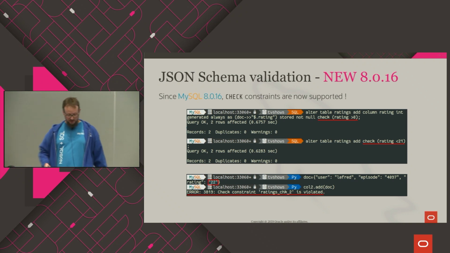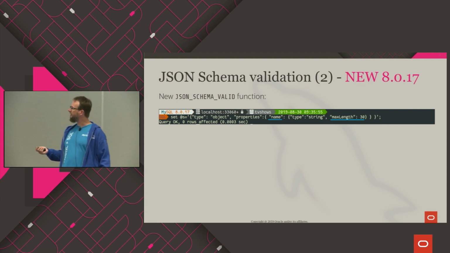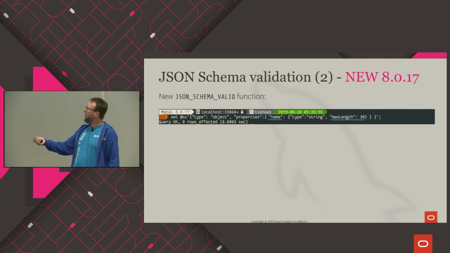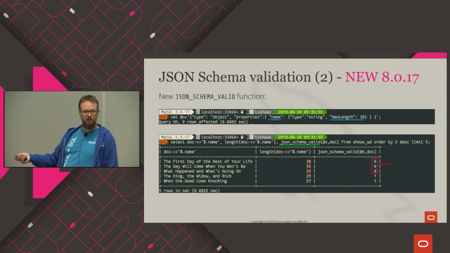But now people wanted more, and we did more. In 8.0.17, we have the schema valid function now. This is one of the new functions for the JSON data type, and we say, okay, now for the name, I want a max length of 30, so this will be my schema properties. Let's call it like that. And then I say, okay, I want to check if my document is valid. And then you say, oh, this one is not valid because they have a longer title name. A name here, it's longer. So you say, oh, these documents were not valid.